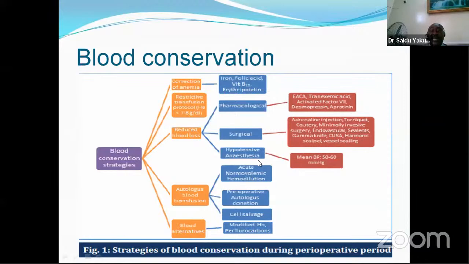And of course, for anesthesia, we could do hypotensive anesthesia to aim for 50 to 65 millimeters of mercury of mean arterial blood pressure. And then again, hemodilution can be considered. There could be pre-op autologous donation, one could also do cell salvage. And then, of course, one could use alternatives to blood. Currently, there are modified hemoglobin use.